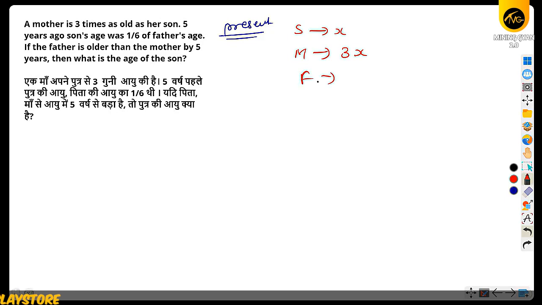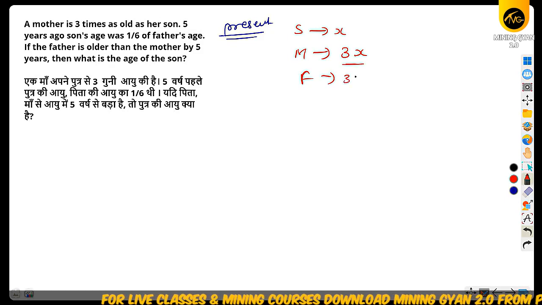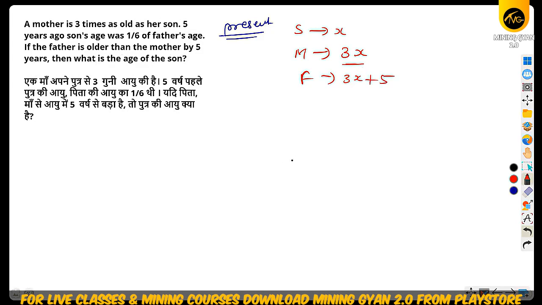Now what will be the age of father? This is the logical portion. If the father is older than the mother by 5 years, so this is the age of mother, that is 3x, and father is 5 years older than the mother, that means 3x plus 5 is the age of father.